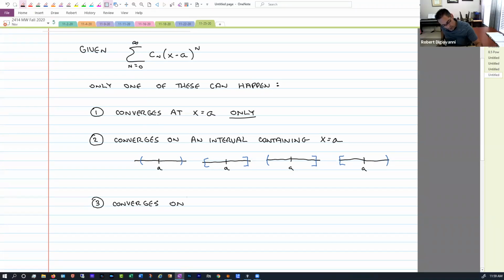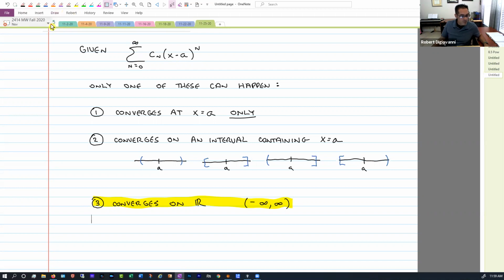Converges on R, which means that it converges on negative infinity to infinity. That means it converges everywhere, which is, these are the best ones. Power series that do this are awesome because you have no restrictions on X. No matter what X you plug in, the series converges every time. Those are the best that you ever can look at.